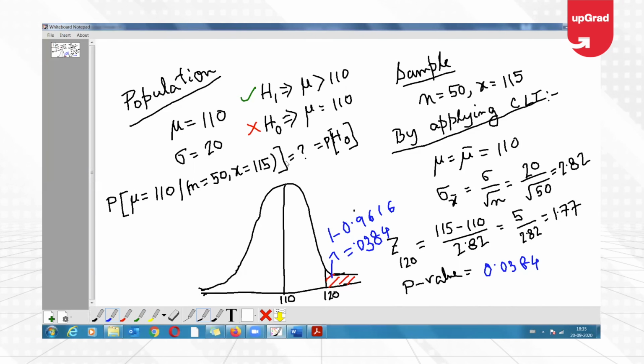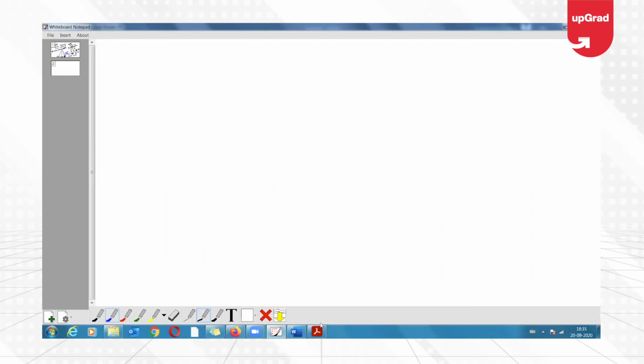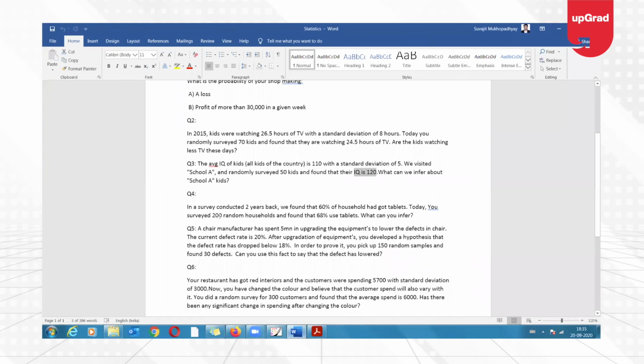slightly better, slightly respectable. We were getting absolutely no p-values at all. Very low p-values we are getting. So this is 3.84%. Still low enough for me to reject the hypothesis. I hope this makes sense. Now let's look at the next problem.